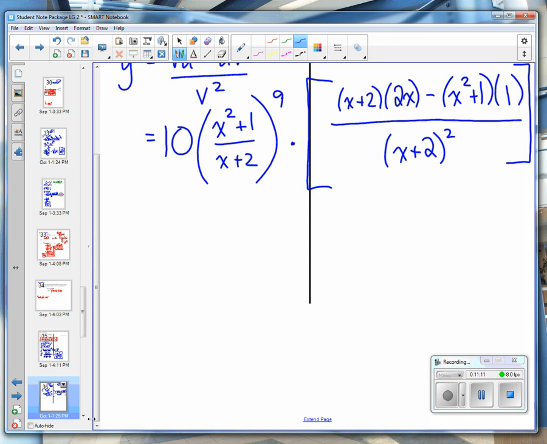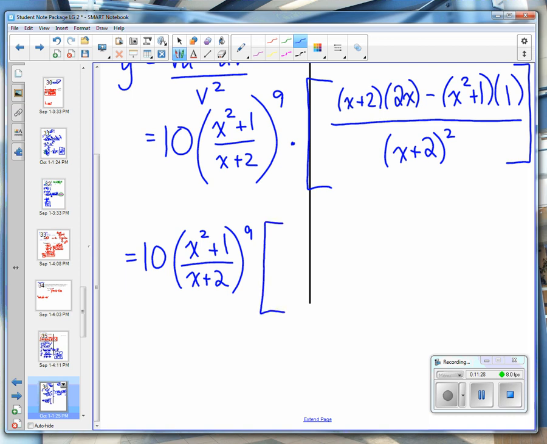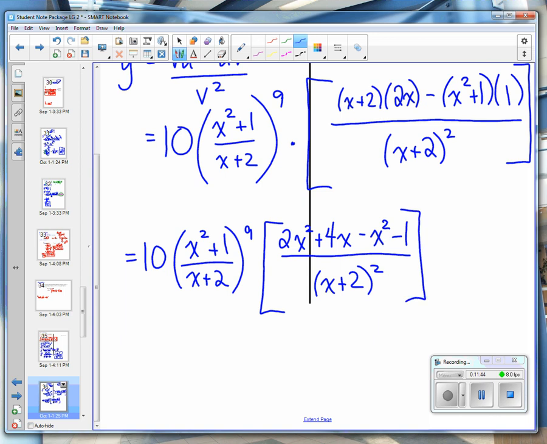The simplifying of this looks ridiculous. Let's take a look at the first one and leave it. X squared plus 1 over x plus 2 to the power of 9. That's kind of messy. Let's leave that. Next one, we can simplify what's in the brackets here, right? So I've got 2x squared plus 4x, and then I've got minus x squared minus 1, all divided by x plus 2 squared. And we don't want to expand our denominator unless we have to, because we're lazy.